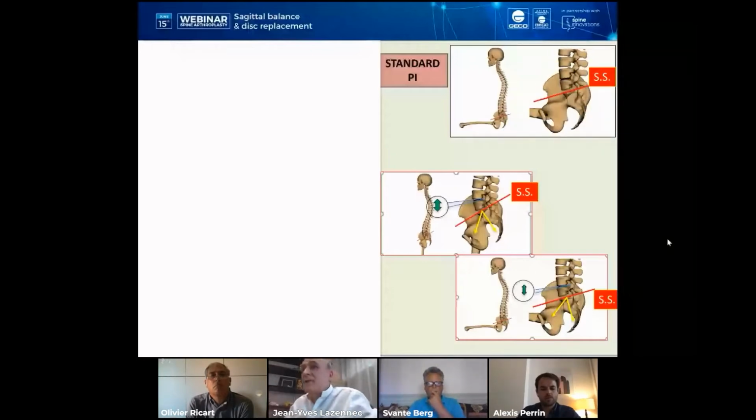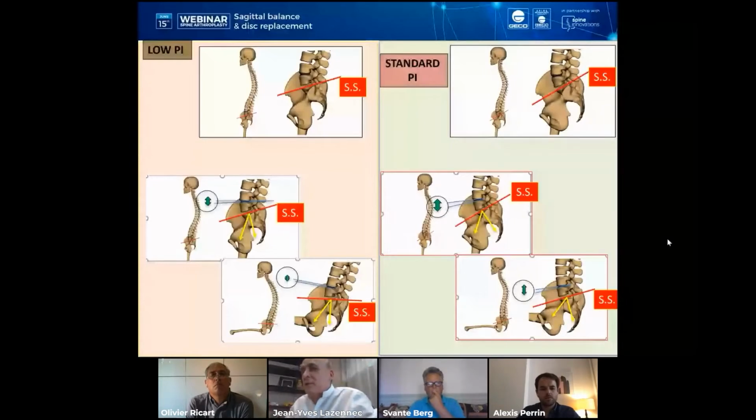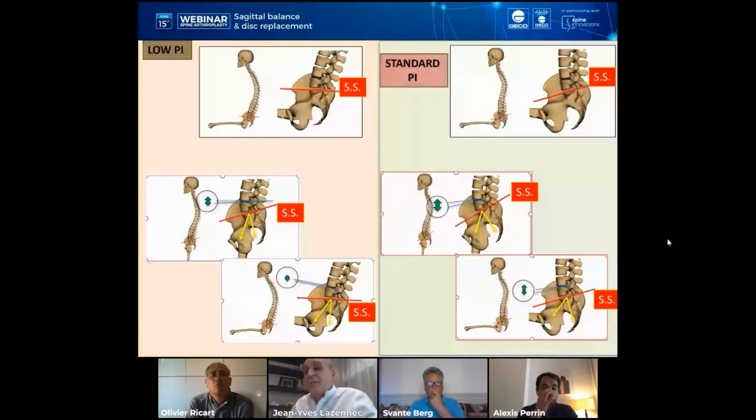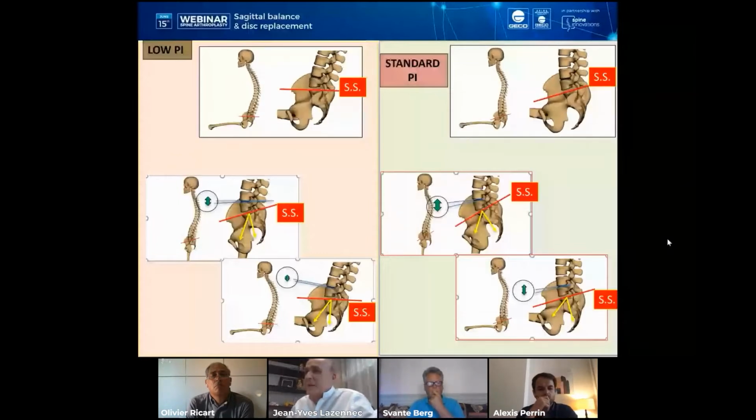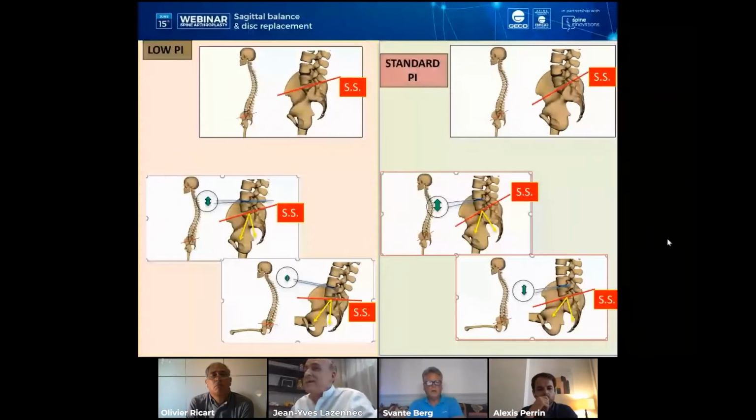Now we look at a low pelvic incidence patient. As spine surgeons, we know that the pelvic retroversion is more important in standing position, so the sacral slope is less. And in sitting position, sacral slope is also less than with standard pelvic incidence, and even negative.